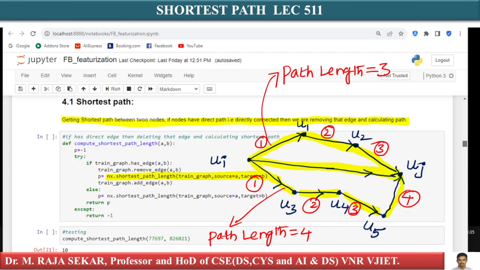Nx is NetworkX. We already discussed NetworkX, isn't it? I request all of you to refer to the documentation of NetworkX, where you can find this function. What is that function? shortest_path_length. You supply the train graph and give the source vertex and destination vertex, and it will return the shortest path length, isn't it?